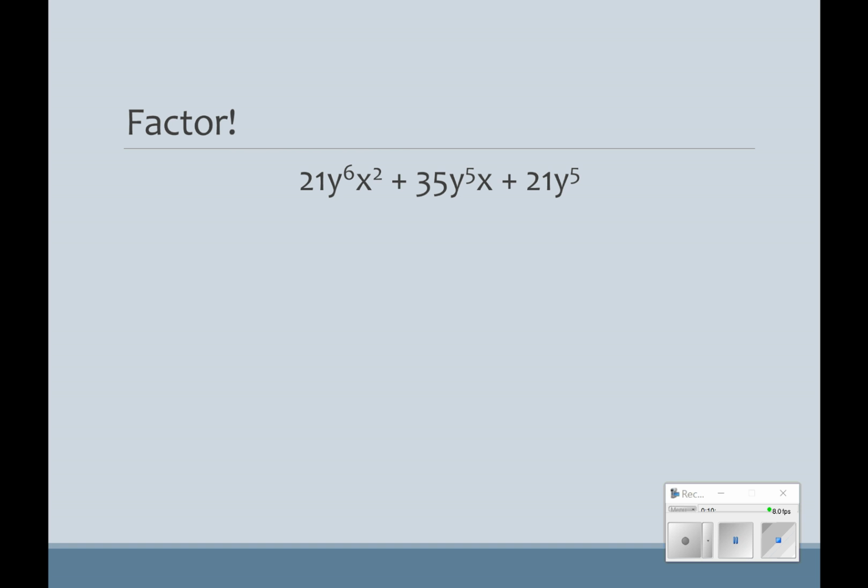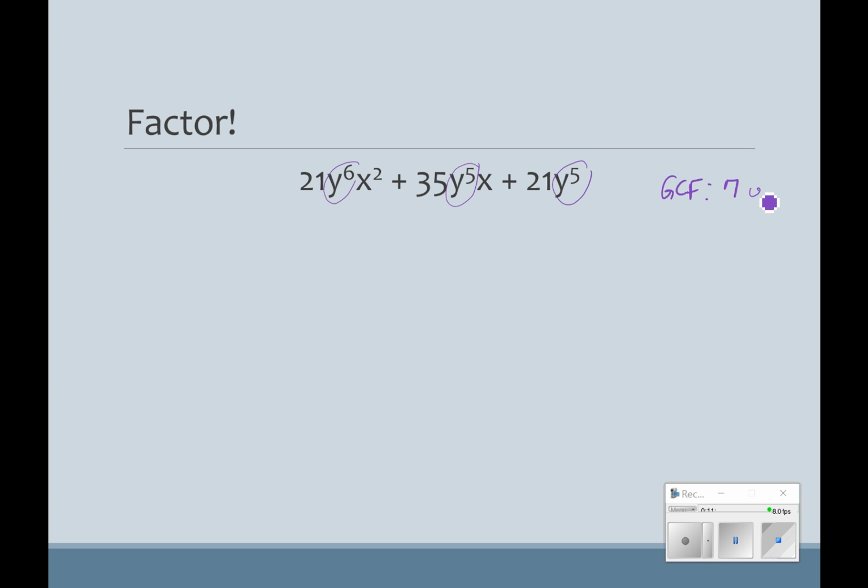Another example. I'm just going to keep on pounding you with examples so that you can hopefully get this. The greatest common factor between 21 and 35 is going to be 7. 21 is 7 times 3, 35 is 7 times 5, and that's all they're going to have in common, besides 1. Looks like all 3 of them have a y, so I've got a y, and a y.